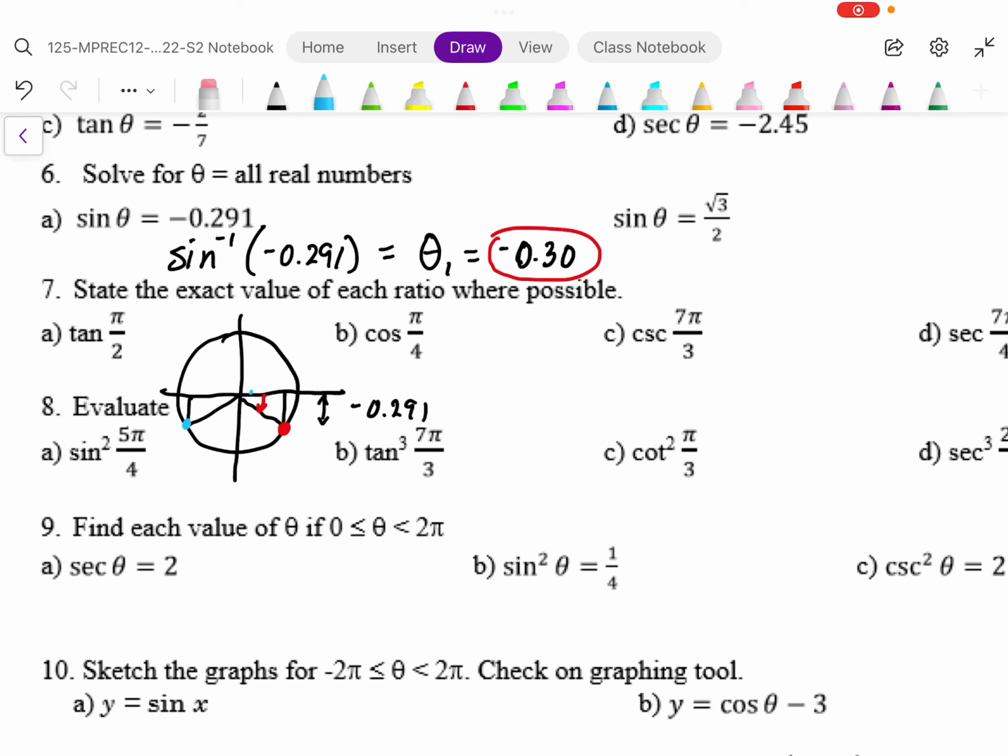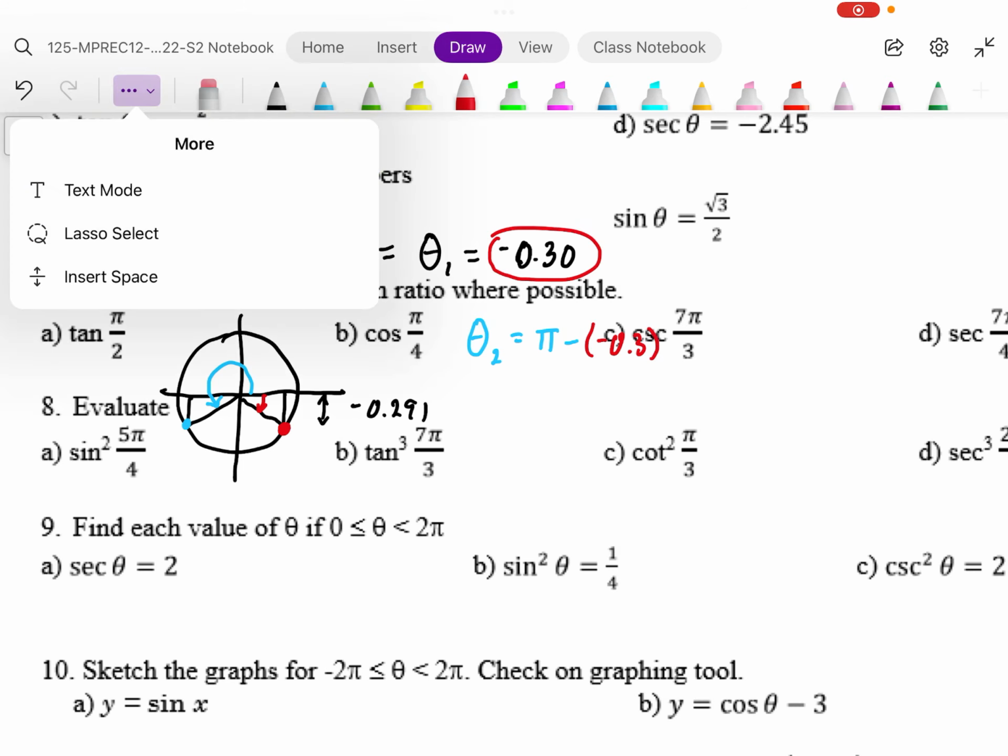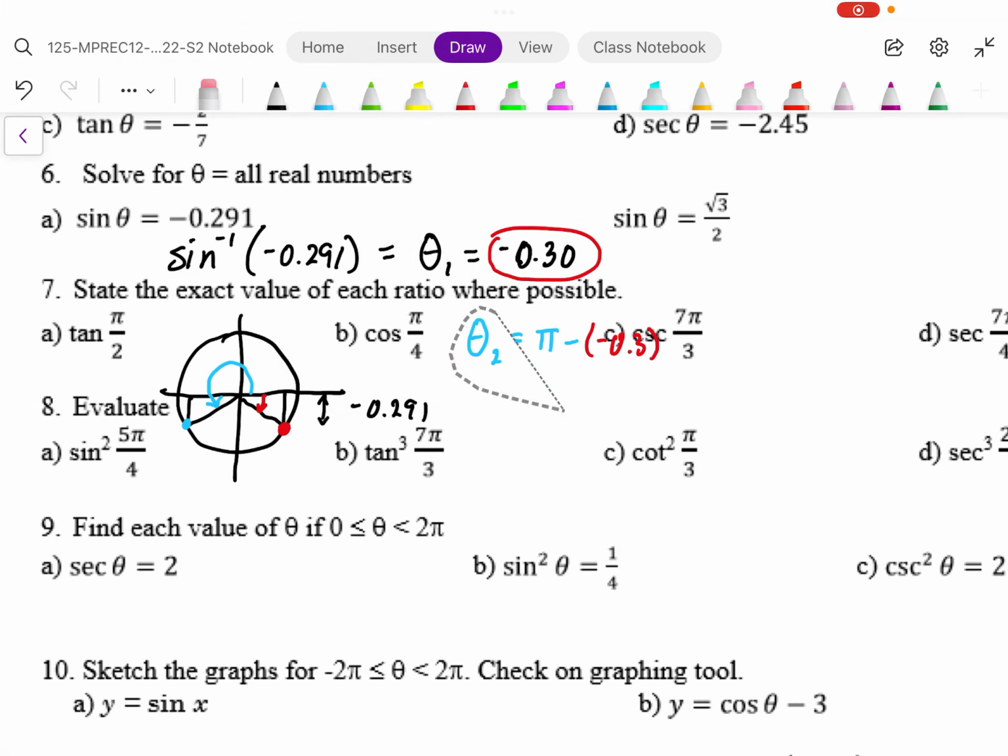There is another angle that I have to solve for over here. And I can measure it in this direction. To find theta 2, I'll write this as theta 2, it's going to be found using pi minus theta 1. In this case, it's pi minus negative 0.30.